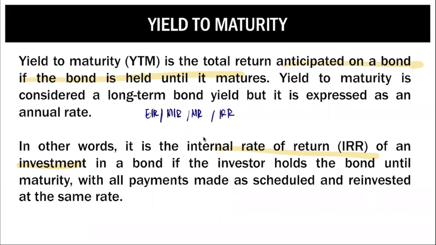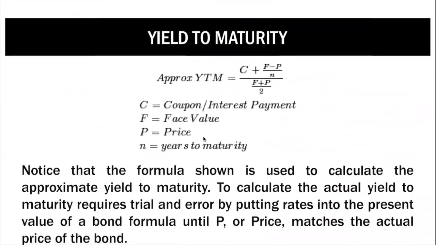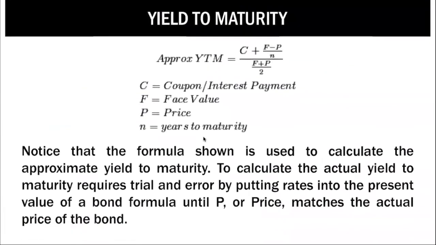Why is it called yield to maturity? Because that is the rate until the bond matures. Okay? The rate of return until the bond is matured. So that is the rate of return of an investment in a bond if the investor holds the bond until maturity. So how do we compute for your yield to maturity?